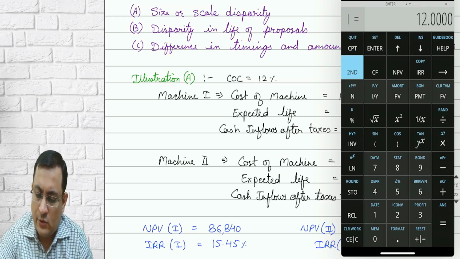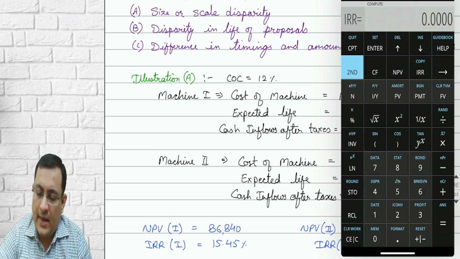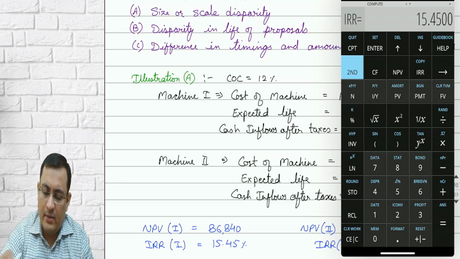12 is my COC. What is my NPV? 86,840. What is the IRR? 15.45. In the same order, I have calculated for machine 2.